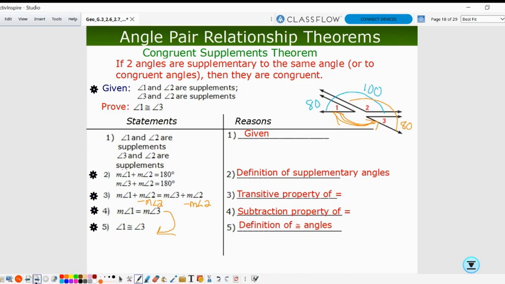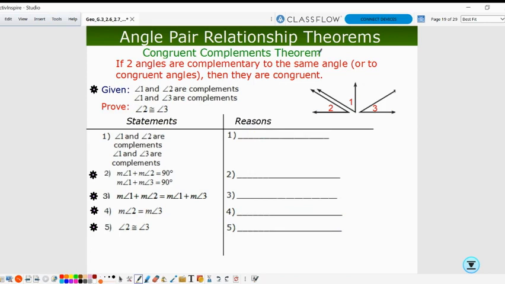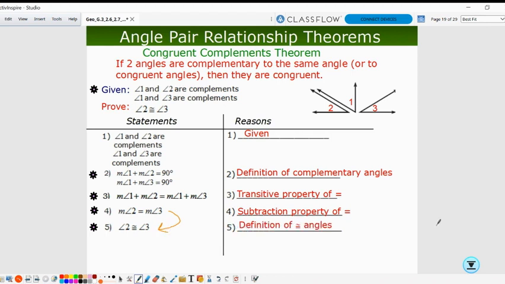We also have a congruent complements theorem. So instead of them adding up to 180, they add up to 90. Similar in proof, definition of complementary angles, transitive property of equality, subtracting the measurement of angle 1 is the subtraction property of equality. We go from equal to congruence, the definition of congruent angles.